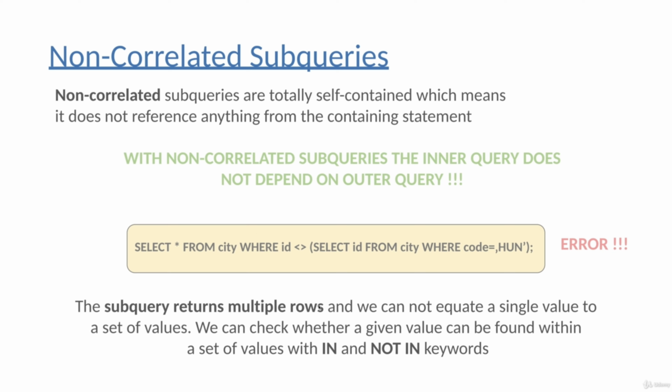Okay, so that's all about non-correlated subqueries. We are going to take a look at concrete examples, and it's going to be clear that in this case the inner query doesn't depend on the outer query.